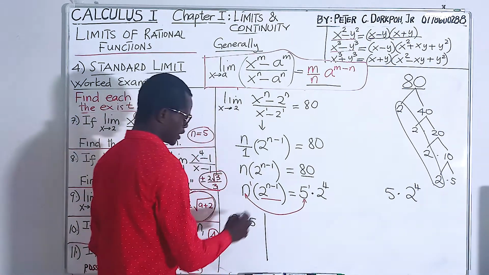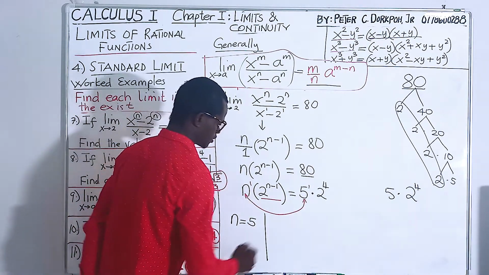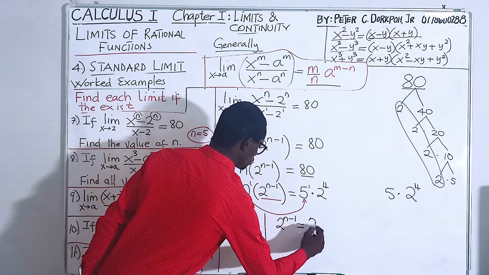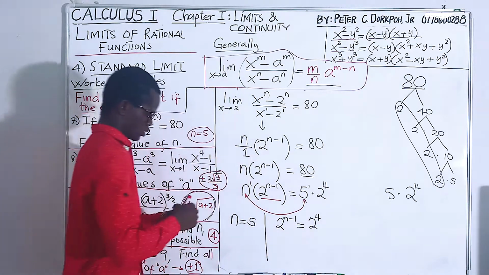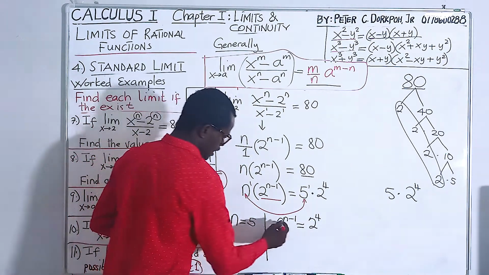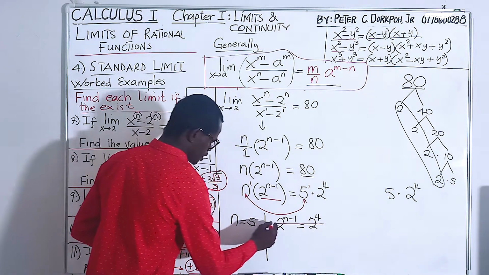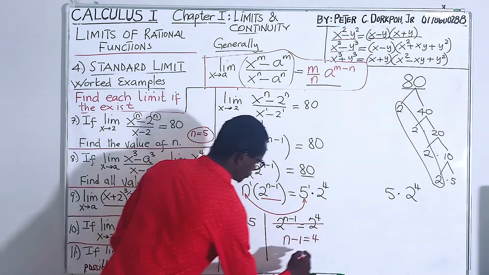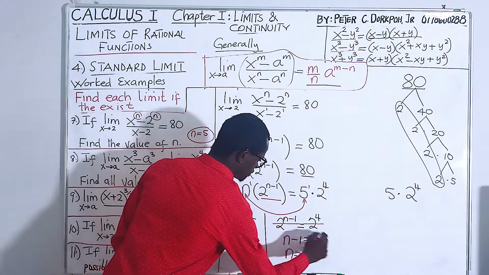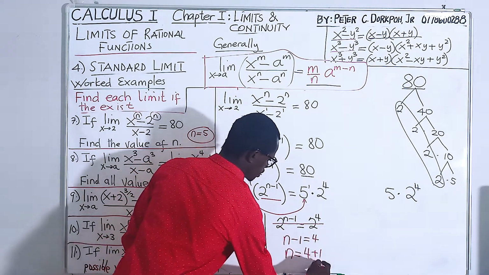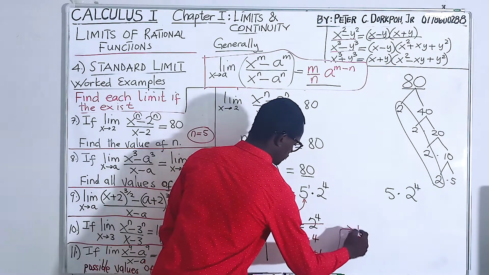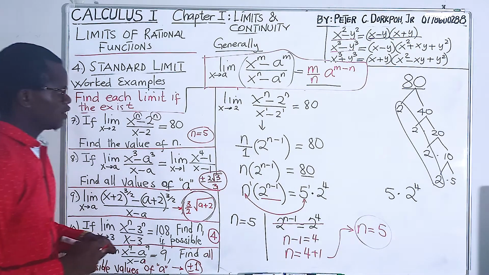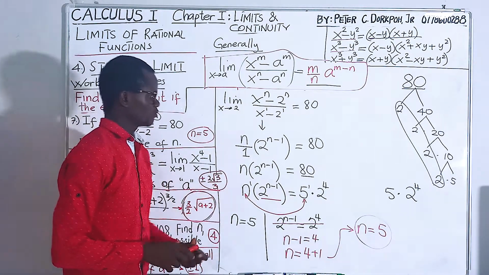Let's prove whether it is equal to 5 in the next factor. You have 2 raised to the power n minus 1 equals 2 raised to the power 4. Now when the bases are the same in an exponential function, we get rid of them and equate their powers. So it's n minus 1 is equal to 4. So n now is equal, you send this 1 across, 4 plus 1, which would now give us n equals 5. So we now know that the value of n is 5.